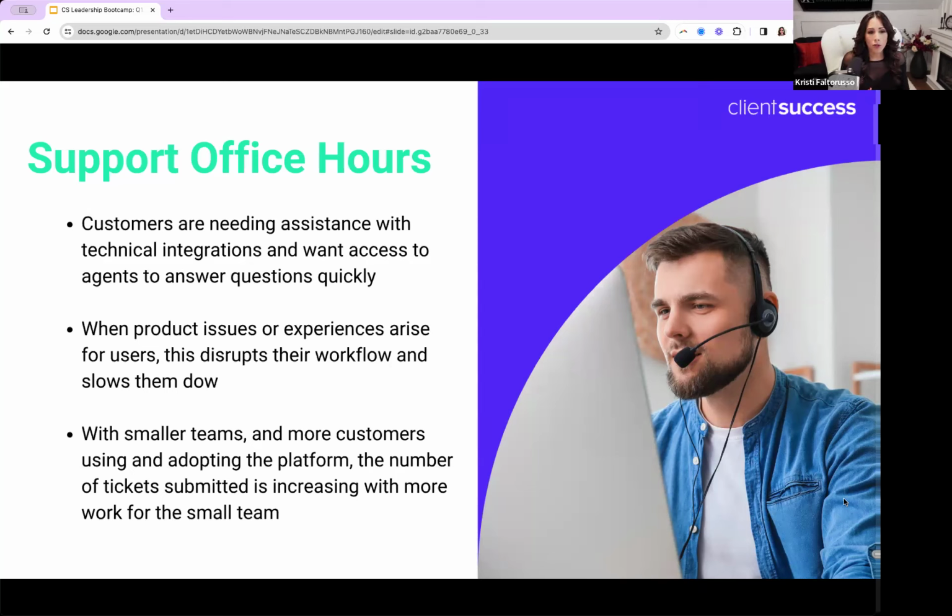Next is when product issues or experiences arise for users, it disrupts their workflow and it slows them down. So how could I help them in the moment where it didn't feel so disruptive or it didn't feel like it was taking forever? Or if they're trying to do something, I can hop on a call or I have access to an agent, or I know that the timeliness of the response is going to be higher.